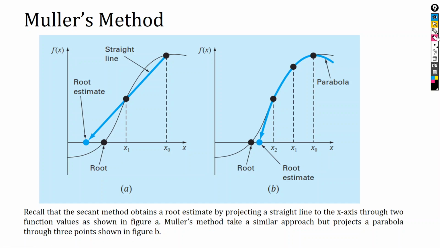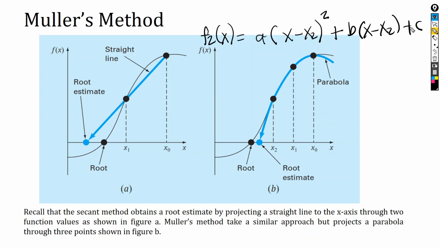So we write a parabolic equation shown in figure B. So the parabolic equation denoted by figure B is, let us say, we have f2 of x equal to a times (x minus x2) squared plus b times (x minus x2) plus c.